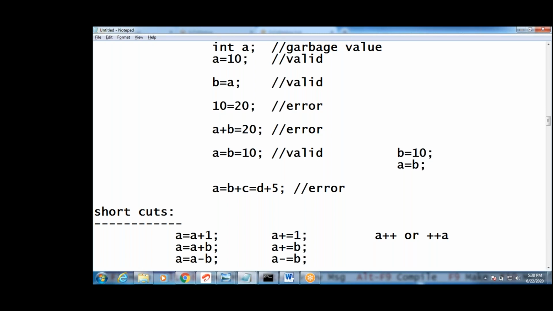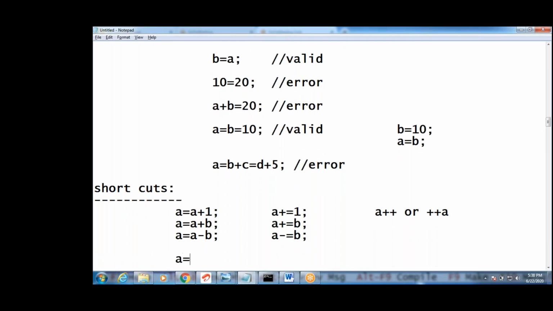Now can I write like this? A equals A logical and B. Can I write A and equals B? Is it valid, guys? It gives an error. Shortcuts are only for arithmetic, not for other data types, guys.